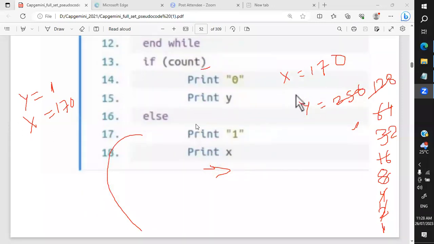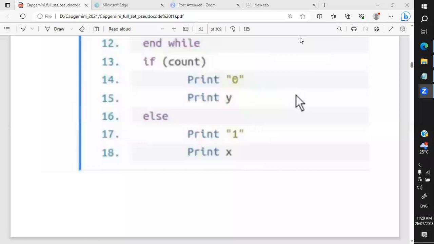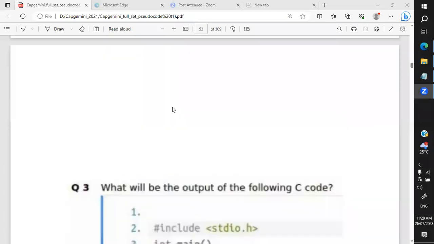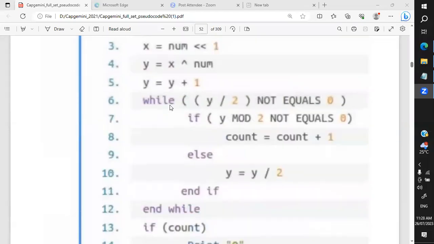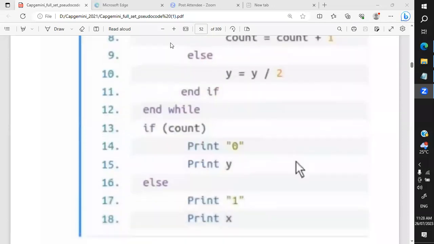I hope everyone understood that. If any doubts, anyone, please ask. The answer is 1, 170. No options given, but the answer is 1, 170. I hope it's clear. If any doubts, please ask. If not, moving on to the next one. No doubts, going for the next one.